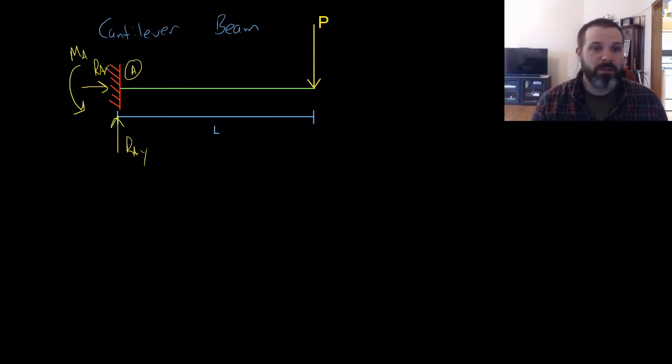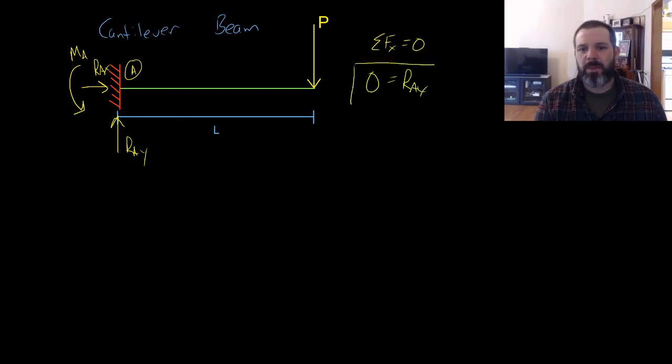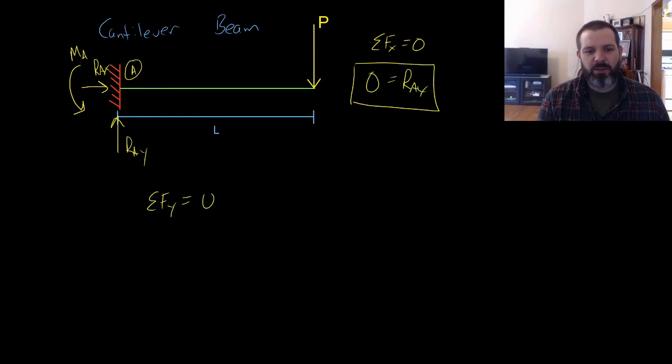And we just go about using our equations of equilibrium in the same way. If we sum forces in the x, they have to equal 0. 0 is going to equal RAX. If we sum the forces in the y, they have to equal 0. 0 is going to equal RAY minus P. We find out that RAY equals P.